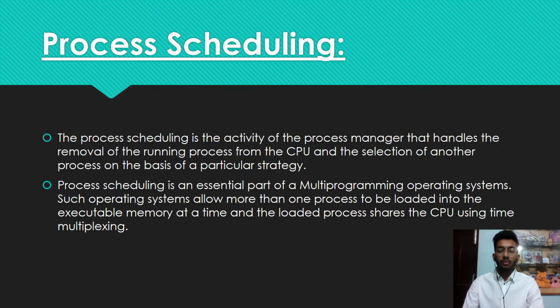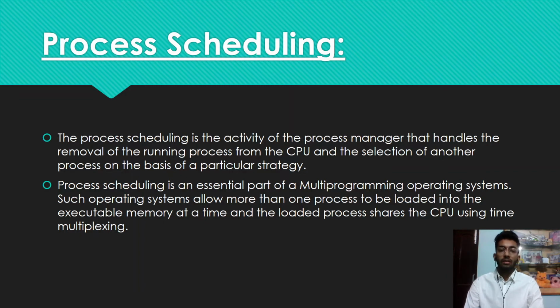Before going into process scheduling algorithms, let's talk about what process scheduling is. Process scheduling is the task of selecting a waiting process from the ready queue and allocating the CPU to that process. We remove some process from the CPU and assign the CPU to some other process. This is very important for things like multitasking.